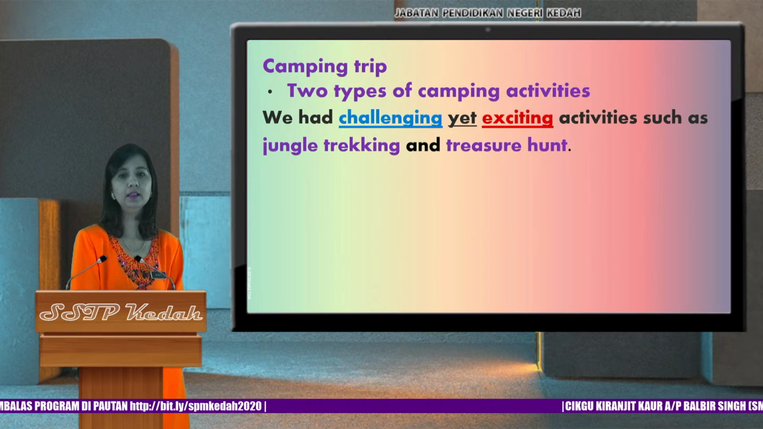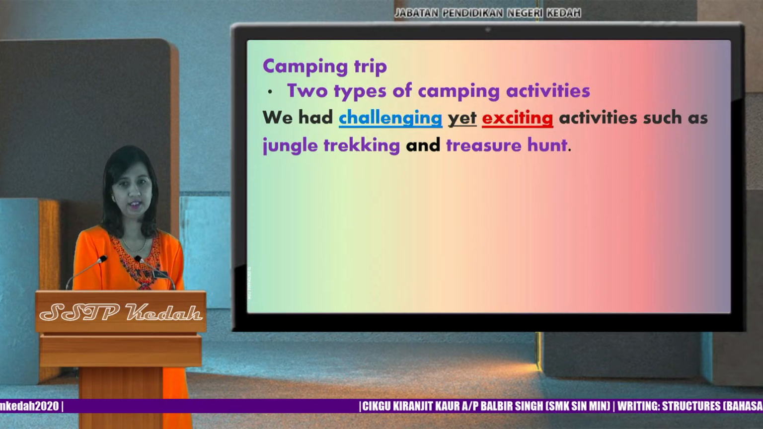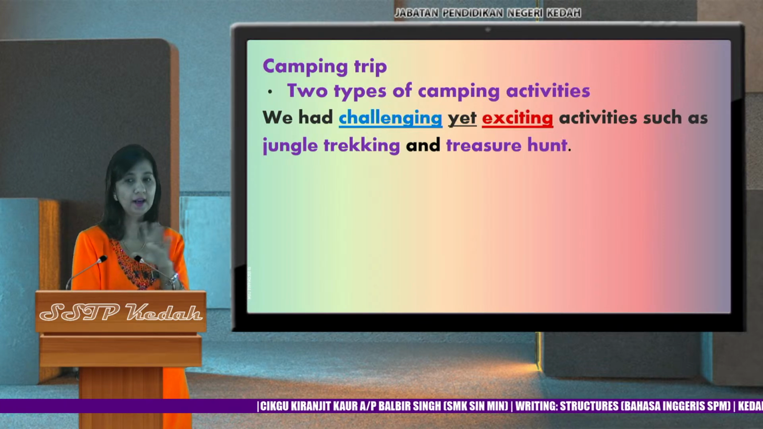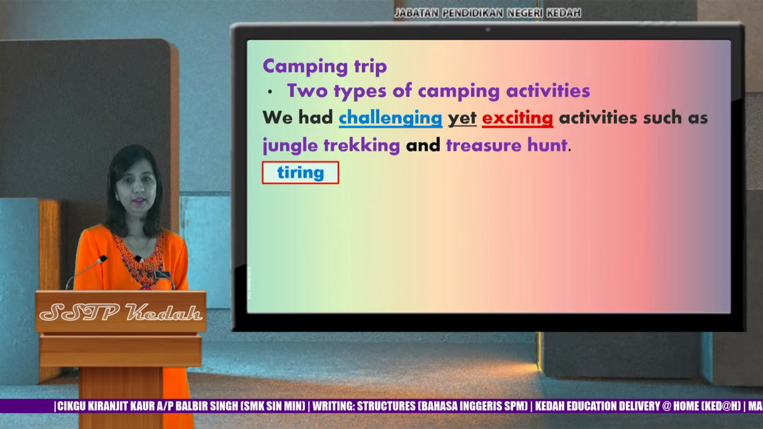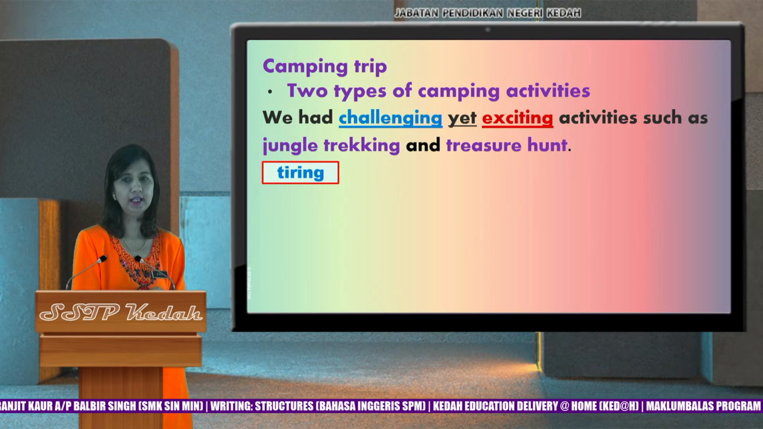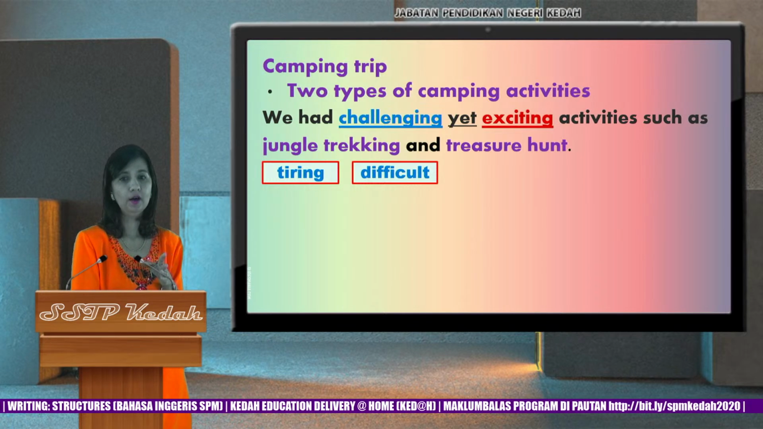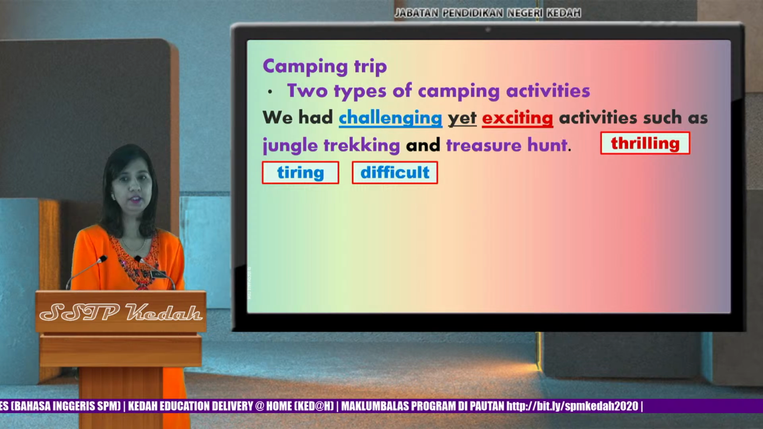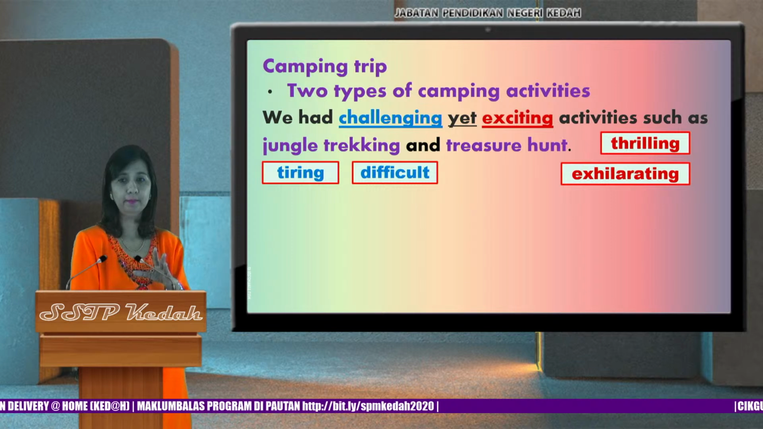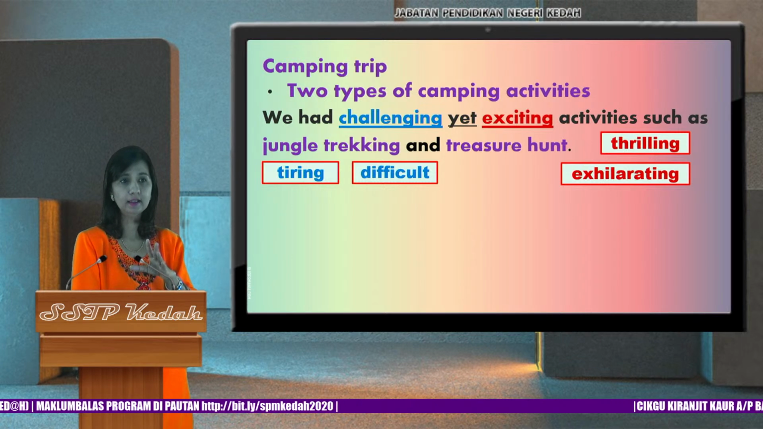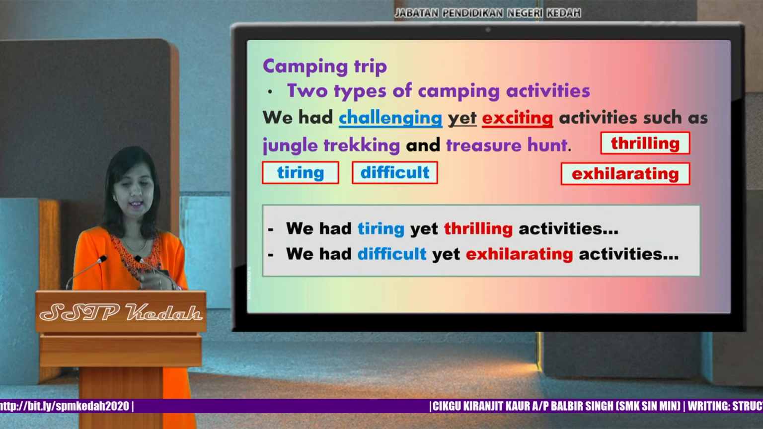Right, this is one example. We had challenging yet exciting activities such as jungle trekking and treasure hunt. So two activities here. So you have your content points in the pocket and you have also added the vocab. But I want to change the vocab. I don't want challenging. If you don't want challenging, you can use the word tiring, or difficult. And exciting can be replaced with thrilling, exhilarating. They mean the same. Brings a lot of excitement. Oh, yay, fun.